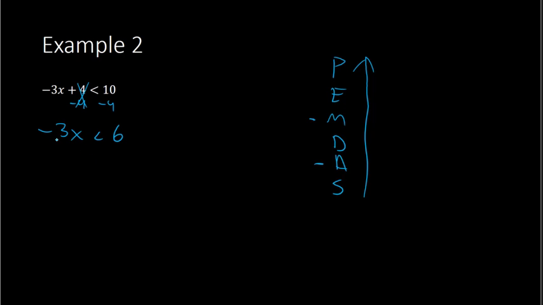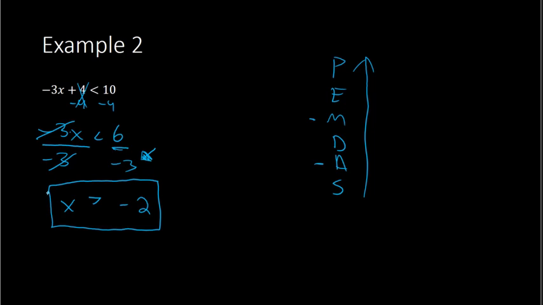Now this is negative 3 times x. To move it over, I need to do the opposite, which is divide. So I divide both sides by negative 3. On the left, these will cancel. I have x remaining. On the right side, 6 divided by a negative 3 is going to be negative 2. Now be careful because here we are dividing by a negative number, which means I need to switch the inequality from a less than to a greater than. So my solution is x is greater than negative 2.